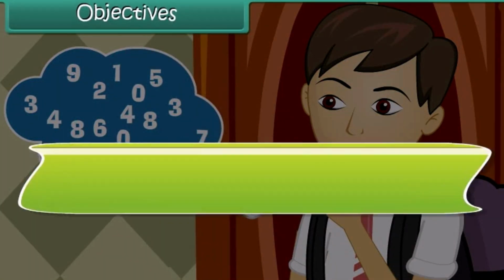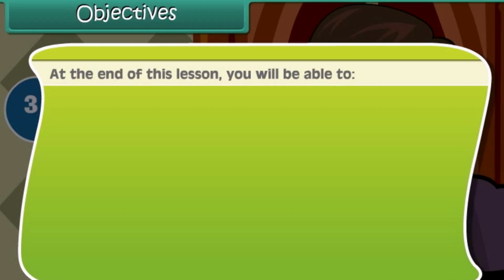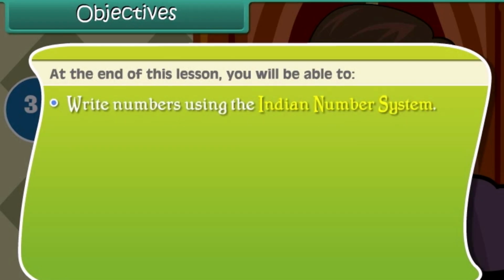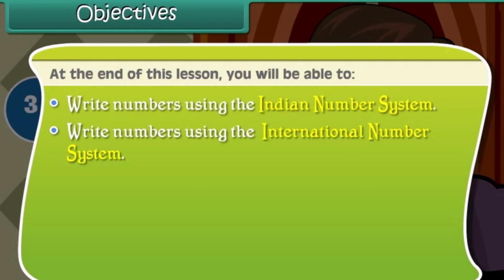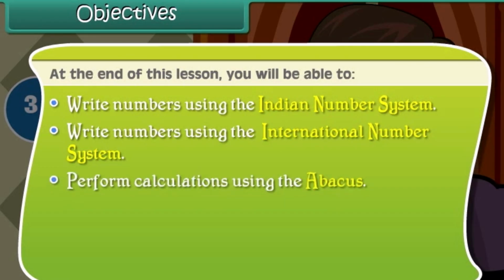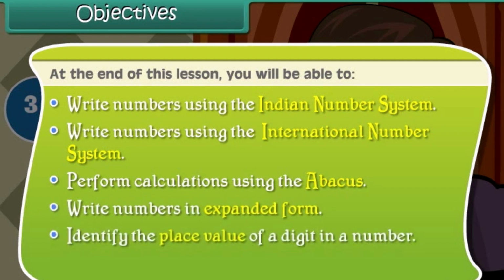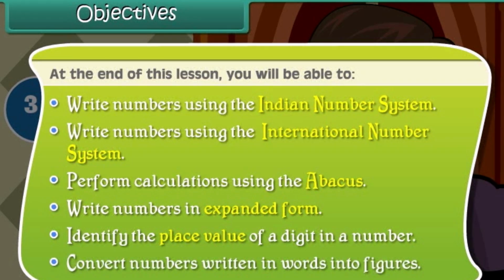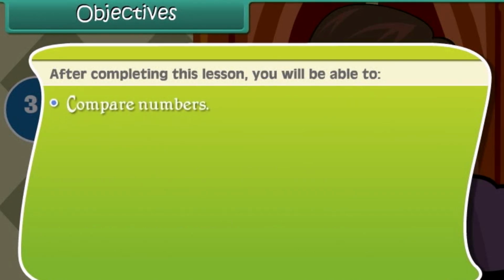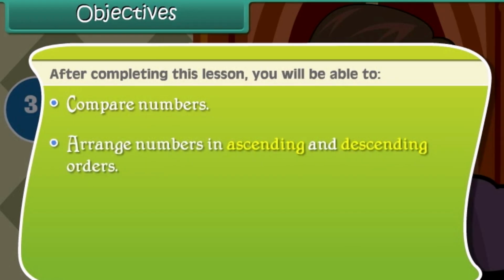Objectives. At the end of this lesson, you'll be able to write numbers using the Indian number system, write numbers using the International Number System, perform calculations using abacus, write numbers in expanded form, identify the place value of a digit in a number, convert numbers written in words into figures, compare numbers, arrange numbers in ascending and descending orders, skip count.